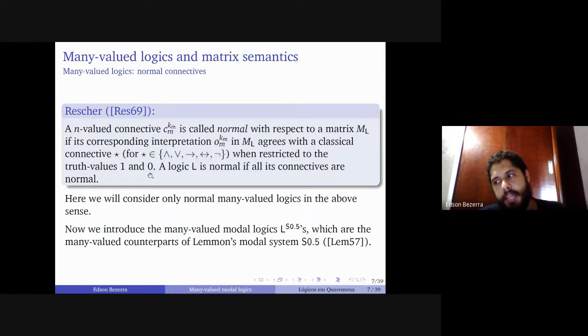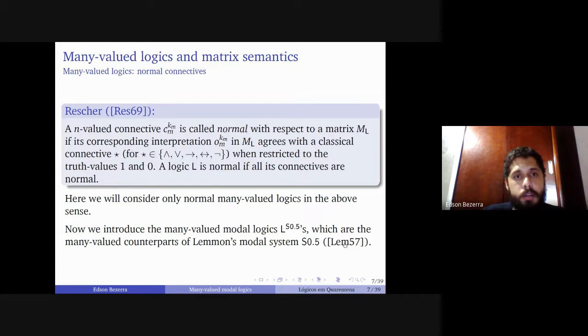So in this analysis, I don't include, for example, some presentations of connexive logics. As far as I remember, there are some presentations of connexive logics where we have a non-classical value with classical values as arguments. So based on these logics and this restriction, I introduced the many-valued modal logics L S0.5, which are, as I said, the many-valued counterparts of Lemmon modal system S0.5.